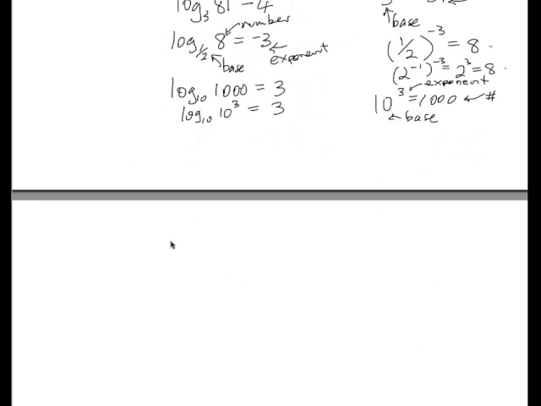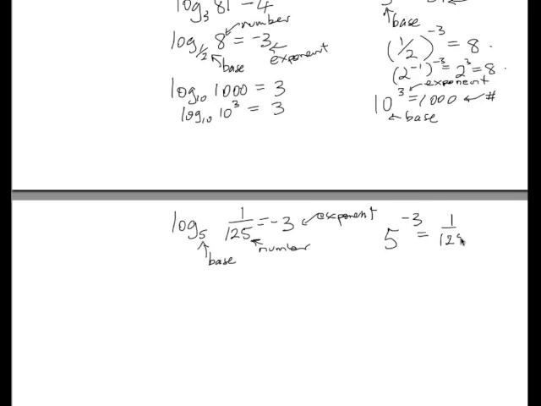All right, let's look at another one. Let's suppose that I have log in base 5 of 1 on 125 is equal to -3. What does this mean? Well, of course, here's our base. This is our number. And this is our exponent. So putting it over here, what are we going to have? Then we're going to have 5 to the -3 is equal to our number, which is 1 over 125. Okay, so we have that.